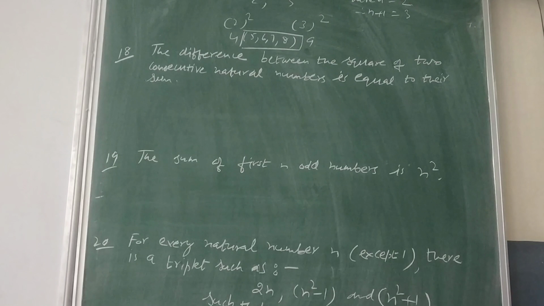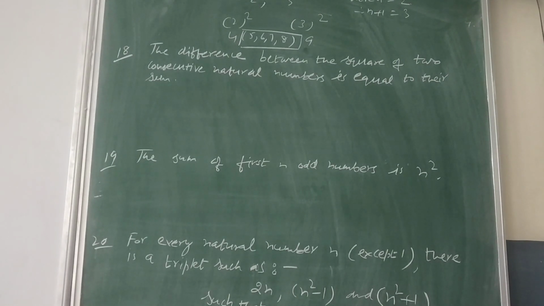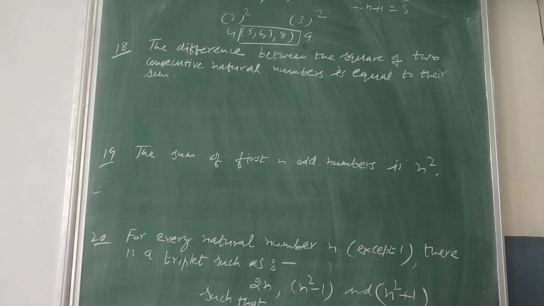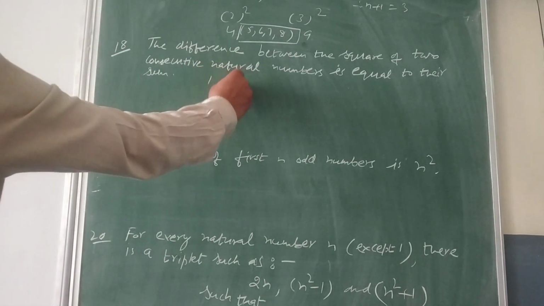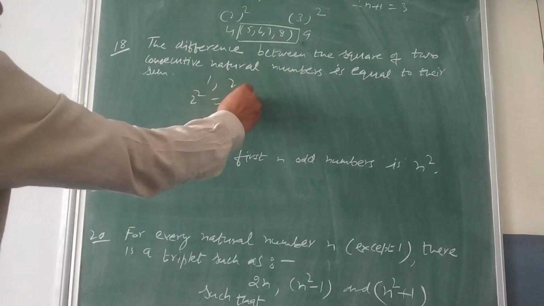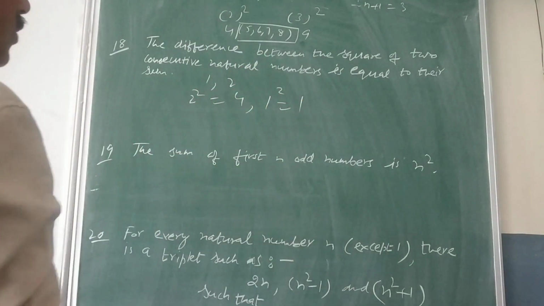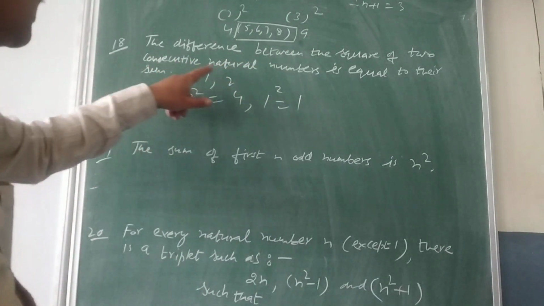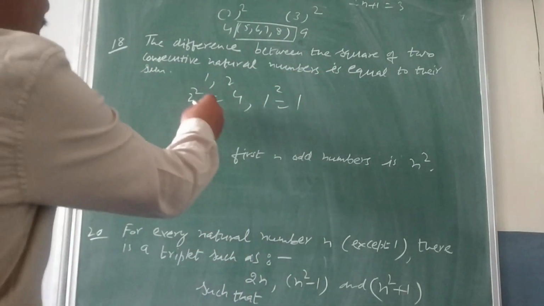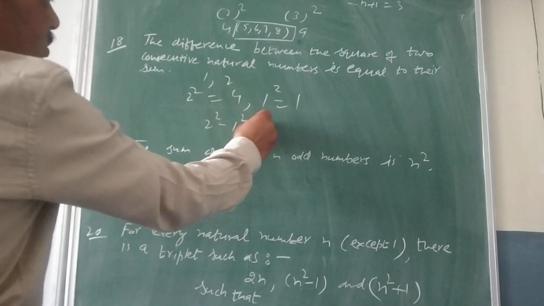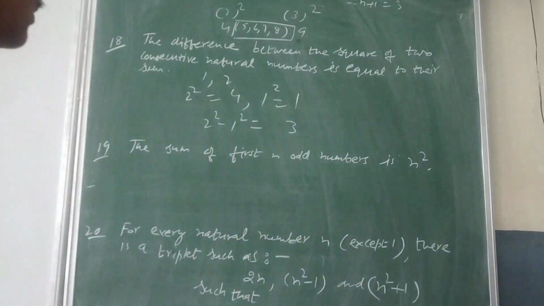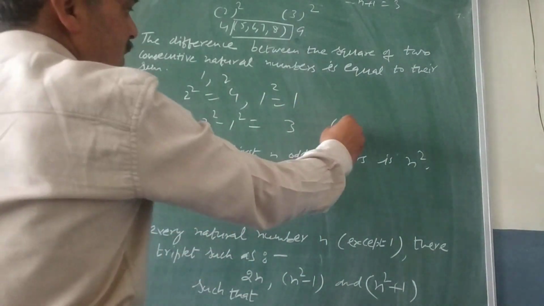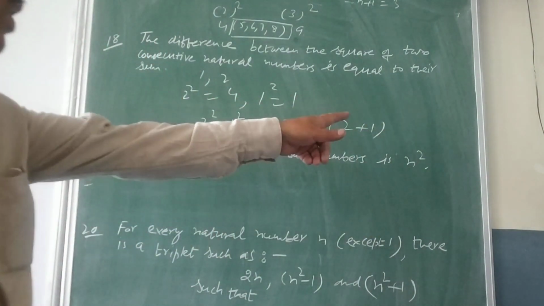The 18th property: the difference between the squares of 2 consecutive natural numbers is equal to their sum. Suppose I am talking about 1 and 2. The square of 2 is 4, and the square of 1 is equal to 1. So what is the property? The difference between the squares of 2 consecutive natural numbers is equal to their sum. Now 2 square minus 1 square is 4 minus 1, which is equal to 3. And what is the sum of 2 and 1? 2 plus 1. So that is always equal to their sum.